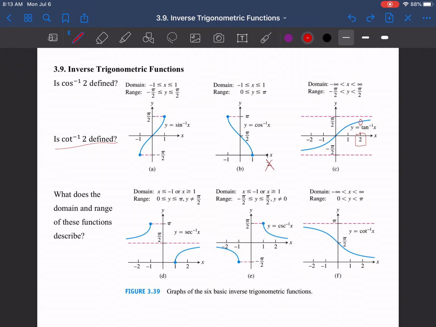Okay? Next, what is the domain and range of these functions describe? Well, it's describing what values we can input and what values we can output. So essentially, we're looking at the values that we can input into regular trig functions, and they're going to be our output values for these inverse trig functions. And we're looking at the outputs you get from regular trig functions, and they're our inputs for these inverse trig functions, okay?